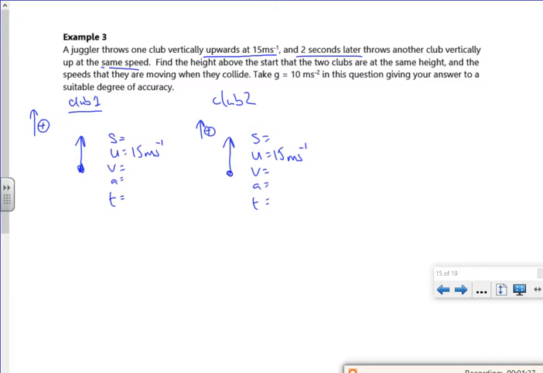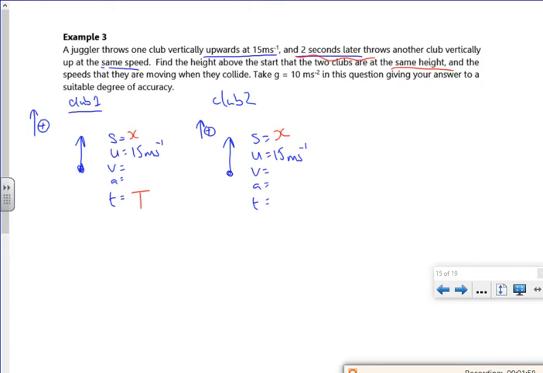So they're at the same height, so S is going to be the same. So I might call that X. I want to find out the height. Now here's something to think about. I want to work out the time, so I'm going to call that time T. Now that is 2 seconds later.